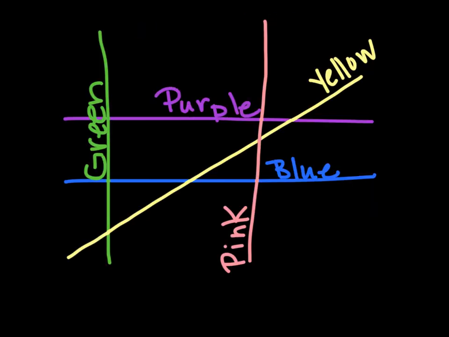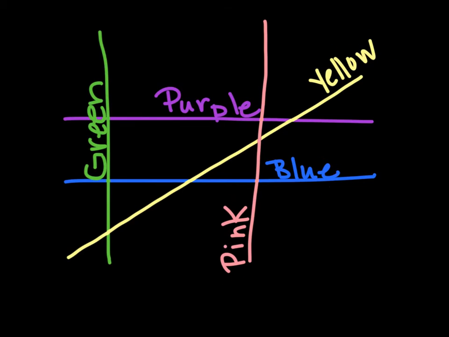Okay, so let's put all this knowledge about lines into practice. I've drawn what's supposed to be a street map, and you'll notice that all my streets have names. Of course, they're the names of the color that I drew them in. Very original, Mrs. Young. So here is Green Street, Purple Street, Yellow Street, Blue Street, and Pink Street.